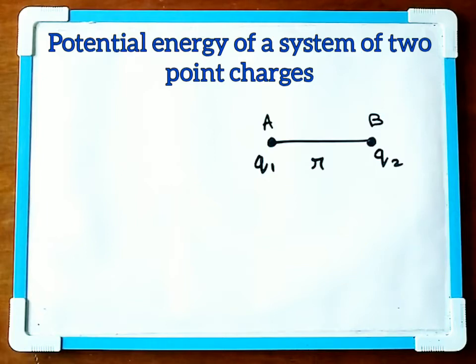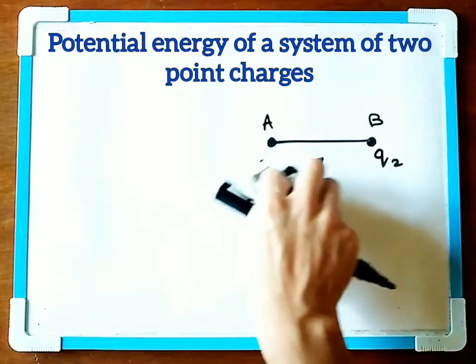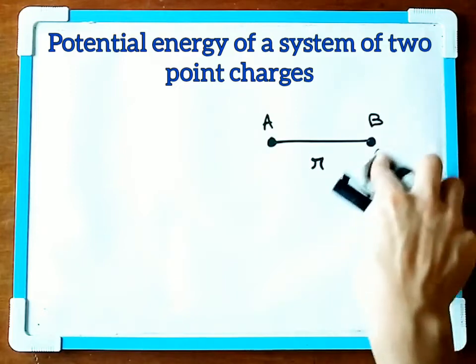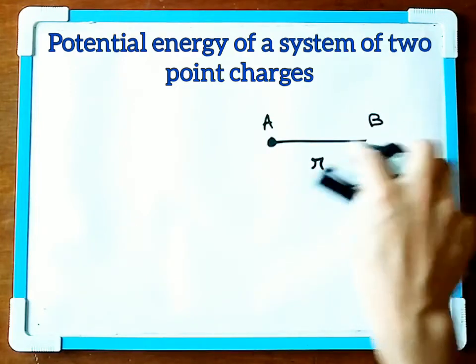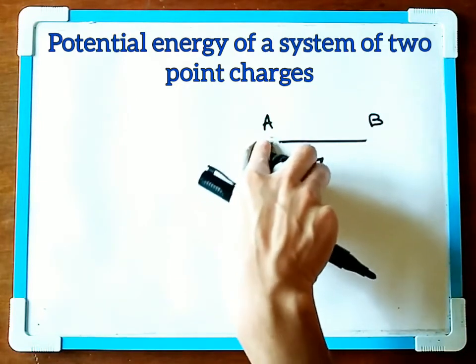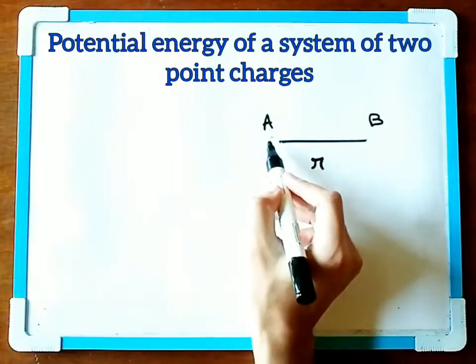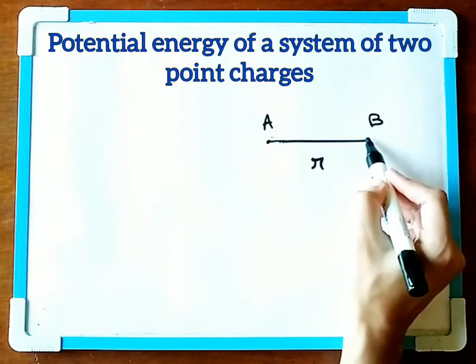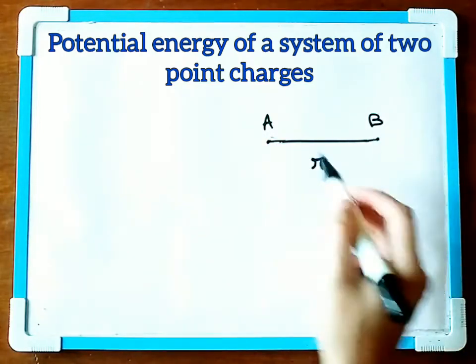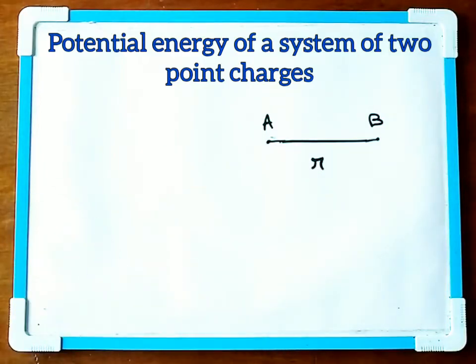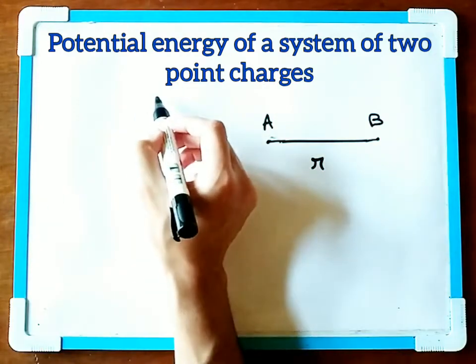So in order to calculate the work done in bringing these two charges from infinity, we first consider that the charges are at infinity. So both the charges are at infinity. So we have point A and point B. So both these charges are at infinity.